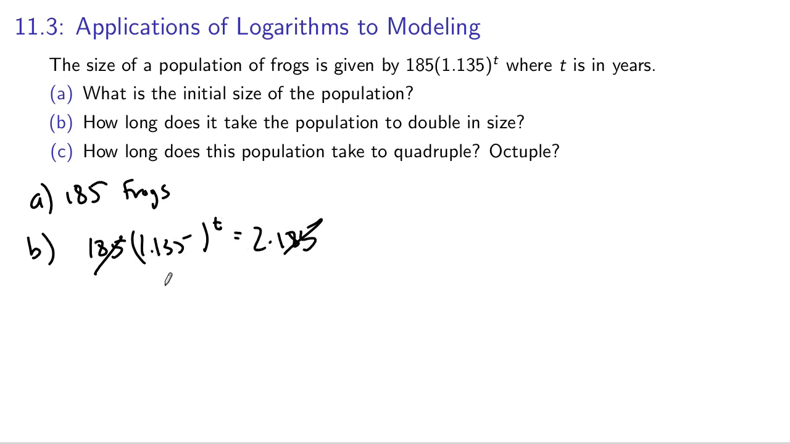1.135 to the t is 2. An exponential equation we can solve with logarithms. Taking log of both sides, we get t log 1.135 is log 2. Because we can pull the t in front, we get log of this 1.135 to the t. Using the properties of logarithms, we can pull the t out in front. Dividing both sides by log of 1.135 will give us the answer for t.